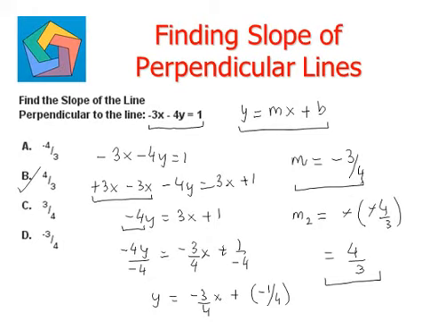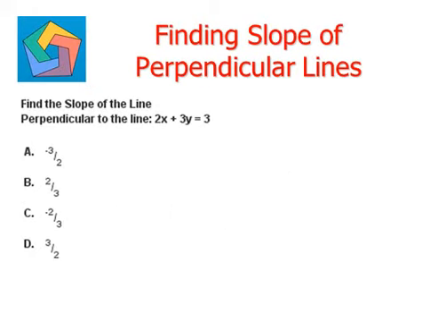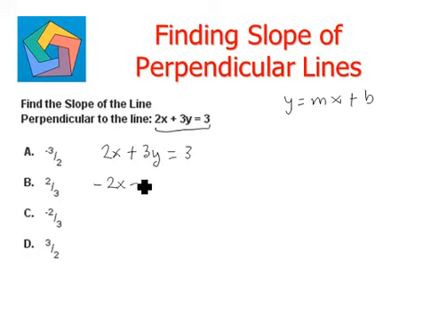It's getting simpler now. Now let's look at the next question. Find the slope of the line perpendicular to the line, and we're given 2x plus 3y equals 3. We have to put this in the standard slope intercept form. So first we subtract 2x from both sides. -2x plus 2x becomes 0. We are left with 3y equals -2x plus 3.